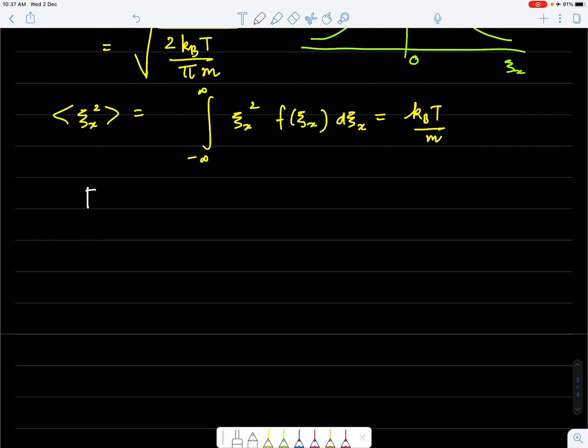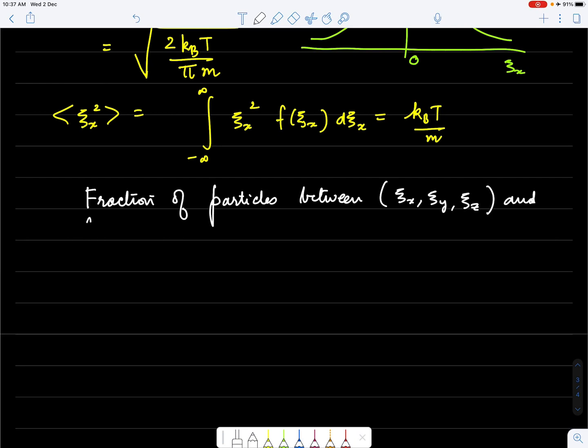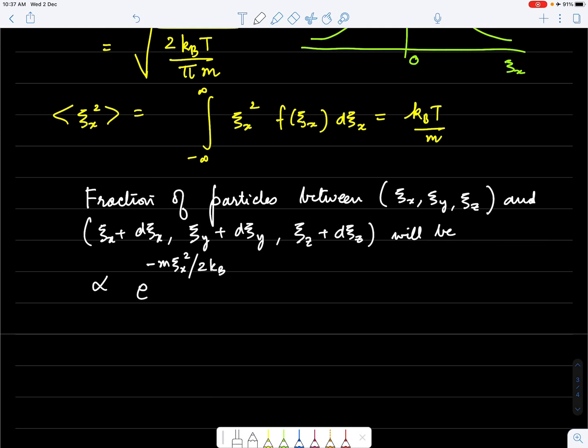that if I want to look at now the fraction of particles between velocity ξx, ξy, ξz, and let's say ξx plus dξx, ξy plus dξy, and ξz plus dξz, then that should be proportional to e to the power minus m ξx square by 2kBT, e to the power minus m ξy square by 2kBT, and e to the power minus m ξz square by 2kBT into dξx dξy dξz.